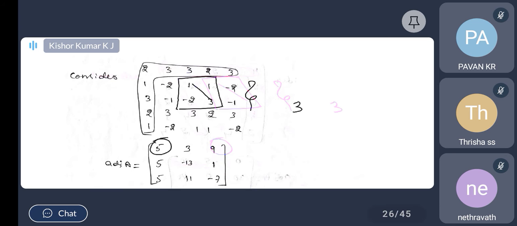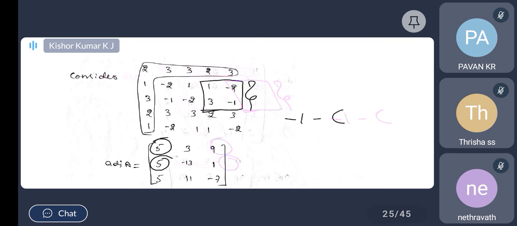3 into 1, it will be 3, minus of minus 2. So 3 plus 2 will give us a 5. And the last 4 elements will be 1 minus 2, 3 minus 1. So do the multiplication. Left diagonals, 1 into minus 1, it is minus 1, minus 3 into minus 2, it is a minus 6. So minus 1 plus 6, again it will be 5. So we have got our C1 elements.